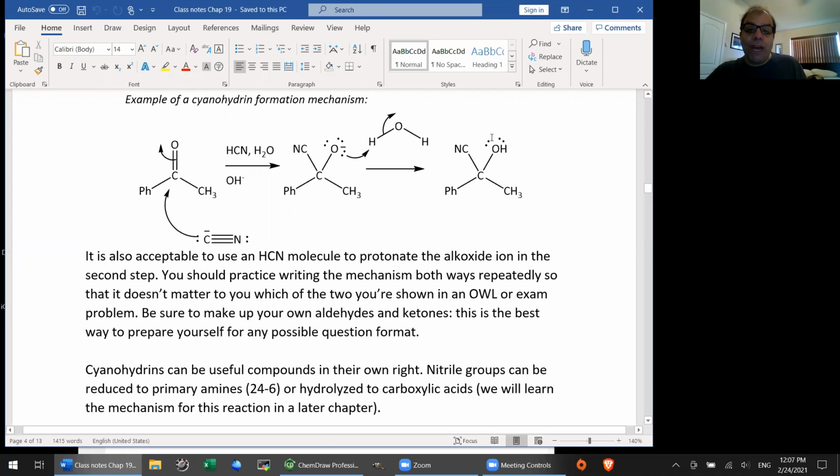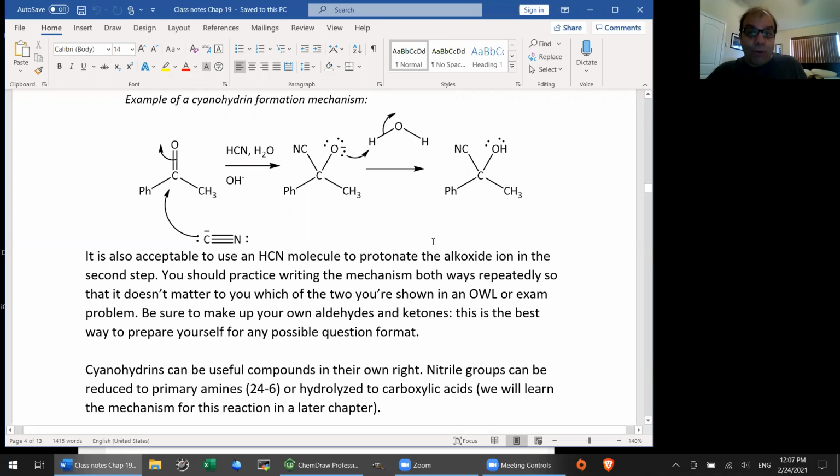We're also aware, though we don't know the mechanism yet, we will eventually learn it, that you can hydrolyze a nitrile to go from C triple bond N to CO2H. In that case, the nitrogen actually winds up in a molecule of ammonia. And like I said, we'll eventually learn that mechanism. That's probably around chapter 21 or thereabouts, somewhere in that range.